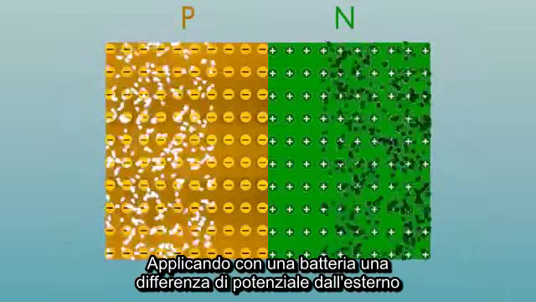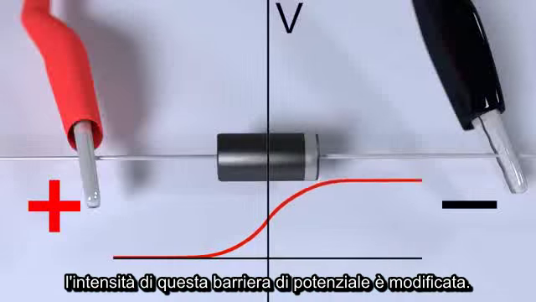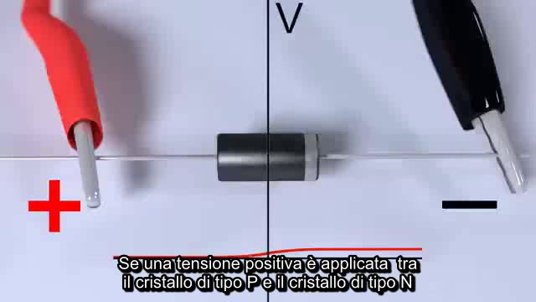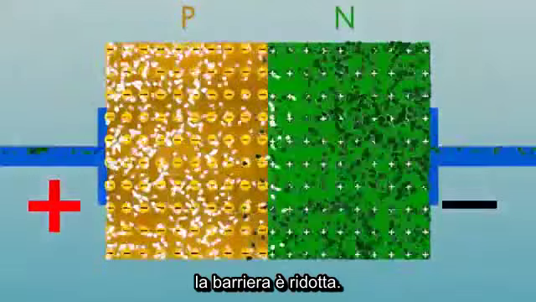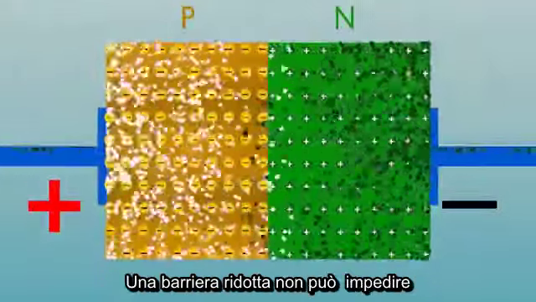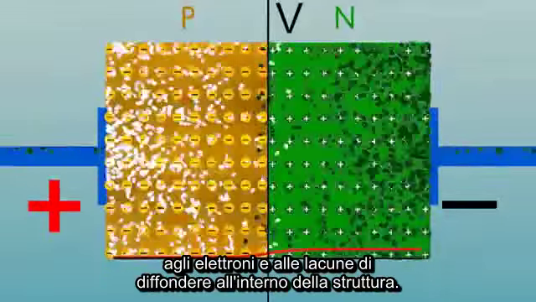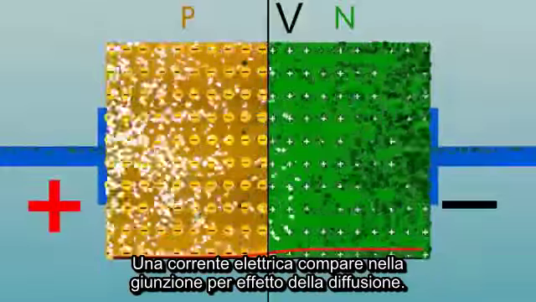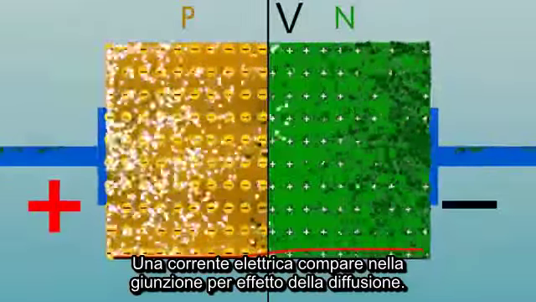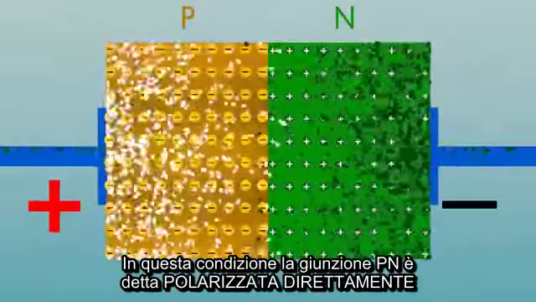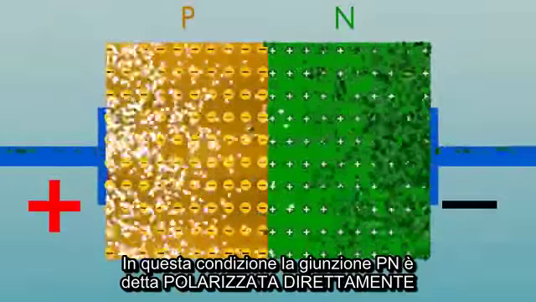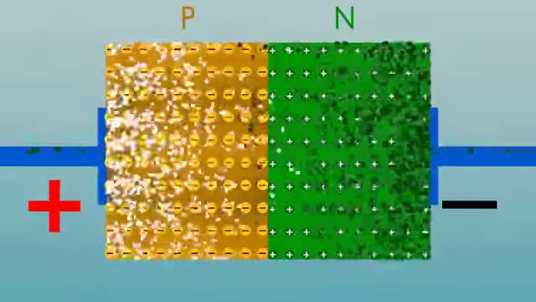By applying an external voltage from a battery, the height of the potential barrier in the junction is modified. If a positive voltage drop is applied between the P and N regions, the barrier height is reduced. A reduced barrier cannot prevent electrons and holes from diffusing across the structure. An electric current appears in the junction due to the diffusion mechanism. Under these conditions, the PN junction is said to operate under a forward bias.